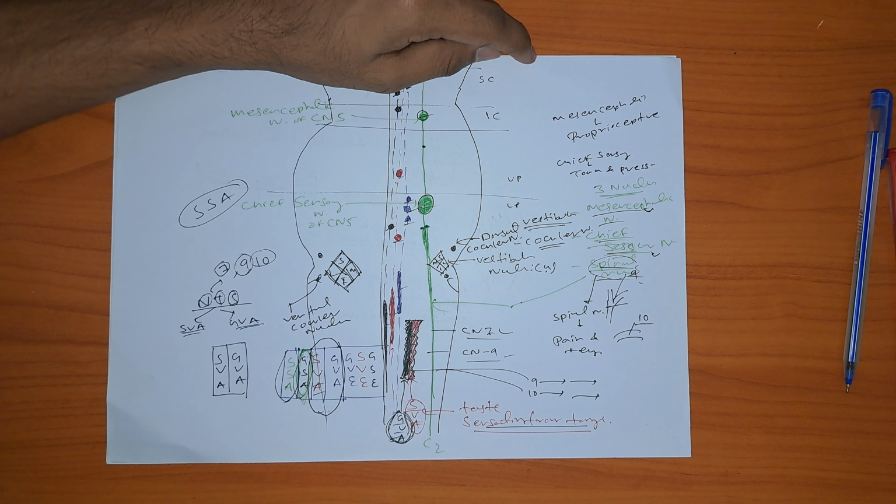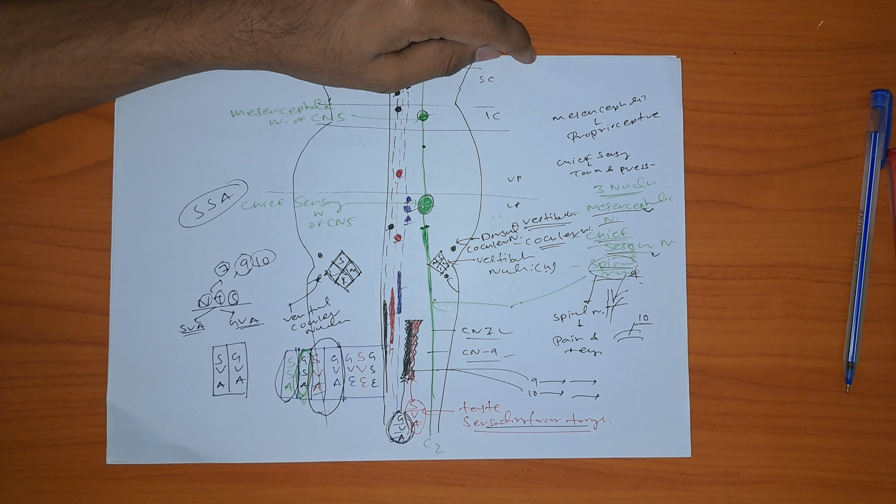which cranial nerve has which components. Cranial nerve 3 has a component from the Edinger-Westphal nucleus, the motor nucleus, and it has a component of general somatic afferent also. So cranial nerve 3 has these 3 components. Now cranial nerve 4 like this, it has these 2 components.